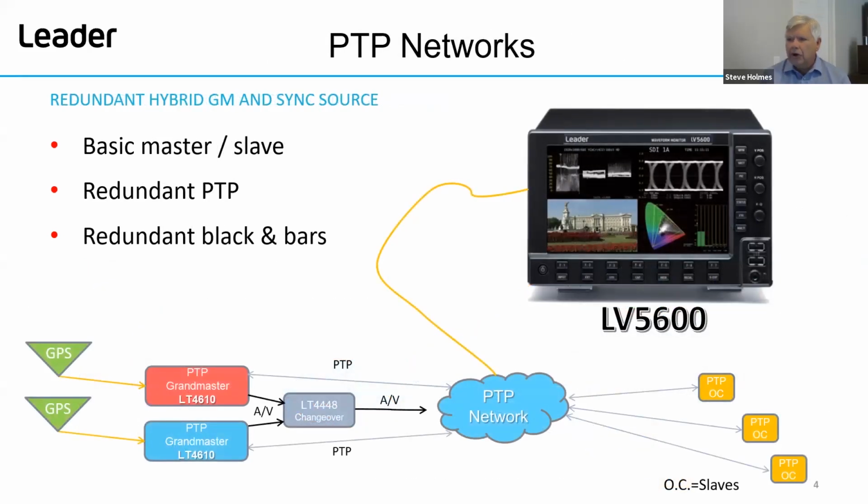A lot of networks are using a master-slave or a redundant PTP source, just like we typically do with black burst using a changeover. But with PTP, a changeover is not required. The changing from one master to another master, when there is a fault or something changes within the signal class, is done with the PTP protocol itself. And I'll talk more about that as we go through the presentation.